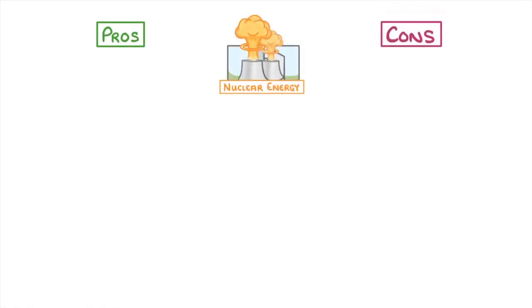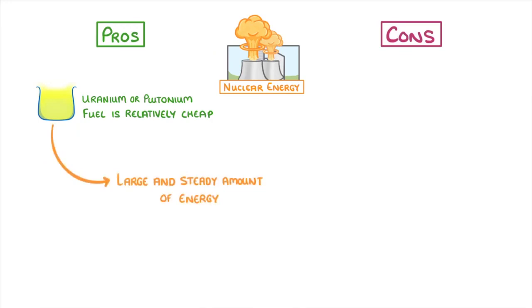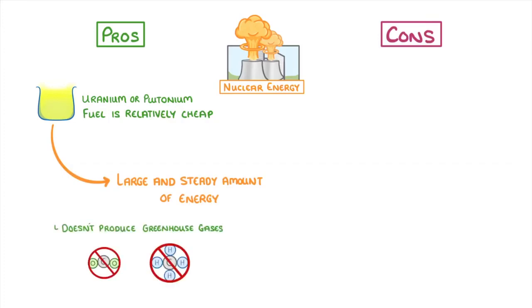The last thing we need to cover are the pros and cons of nuclear energy. The pros are that the uranium or plutonium fuel is relatively cheap, and it produces a large and steady amount of energy. And although it's not classed as a renewable energy, it is clean, as it doesn't produce greenhouse gases like fossil fuels do.